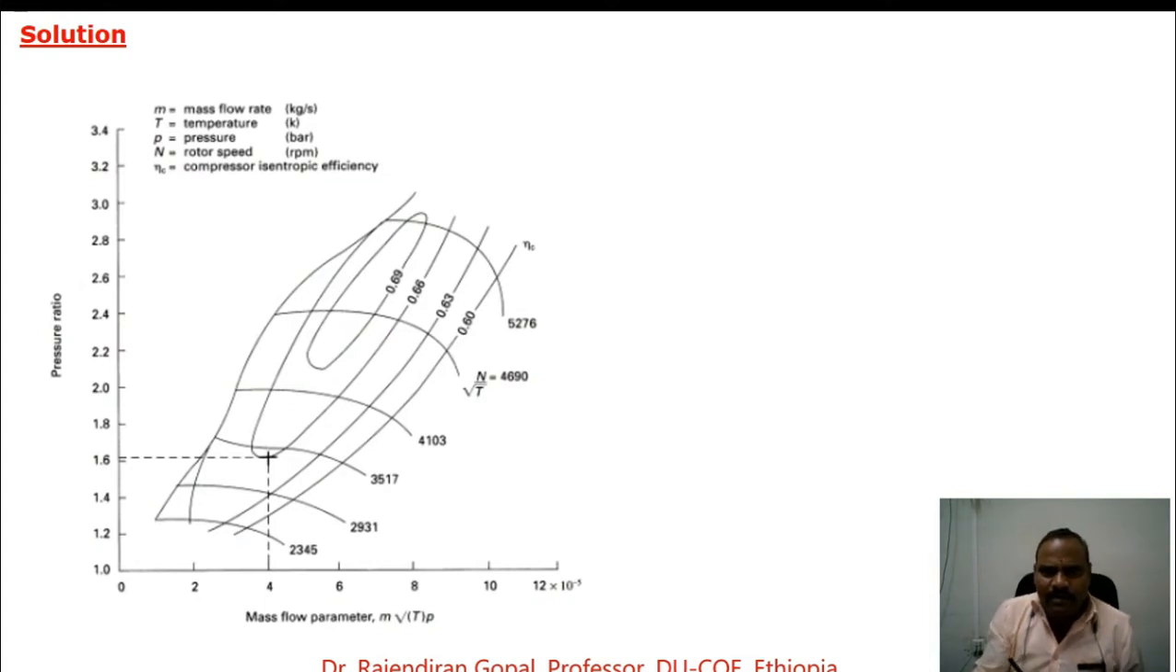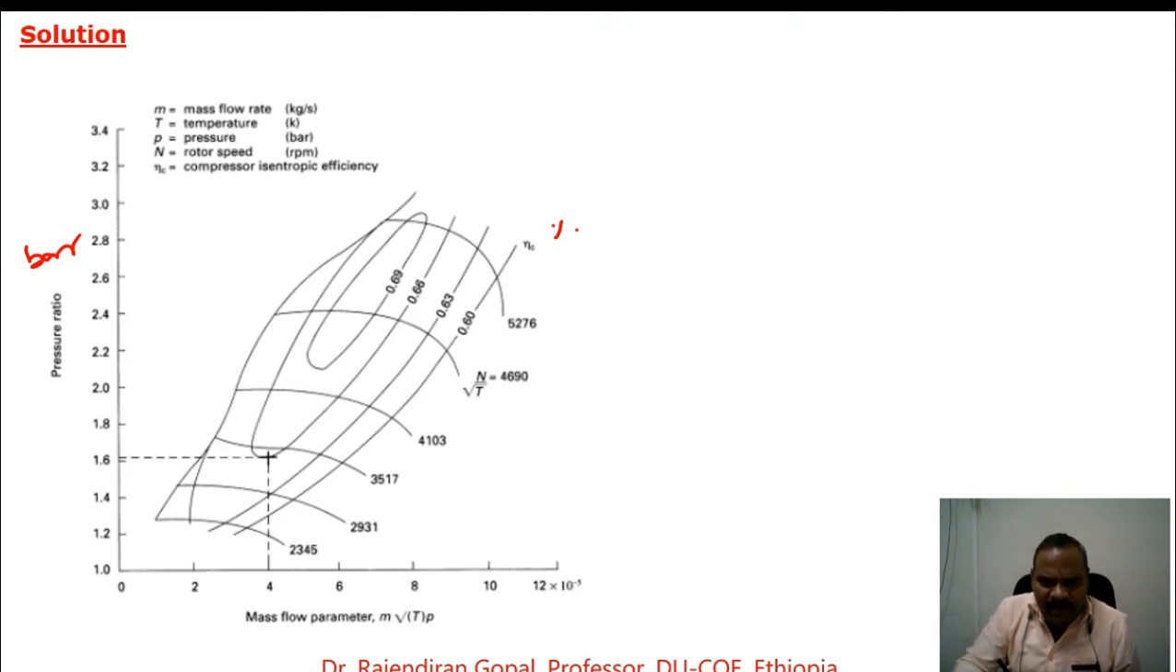Solution. The compressor performance characteristics is given where in the x-axis is the mass flow parameter, that is m into root T by P, and in the y-axis is the pressure ratio in bar, and here the compressor speed parameter is given, where the N is in rpm and T is in Kelvin. Then the compressor isentropic efficiency is in percentage, that is fraction.